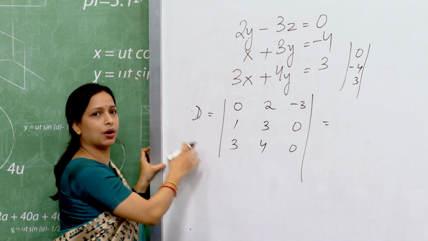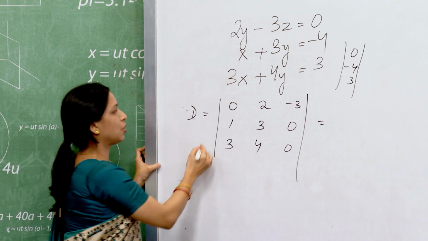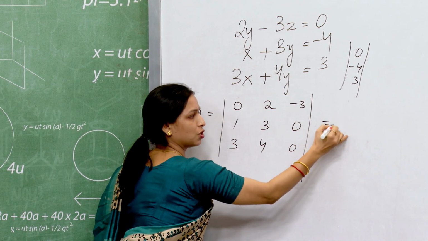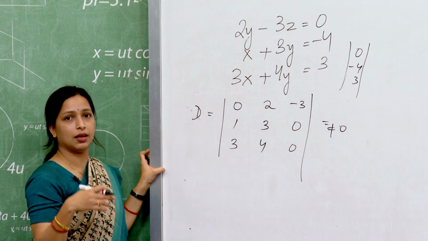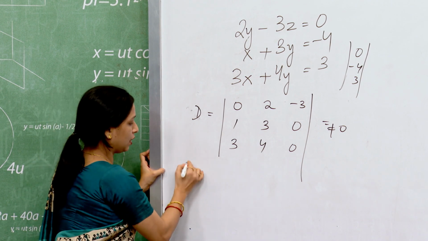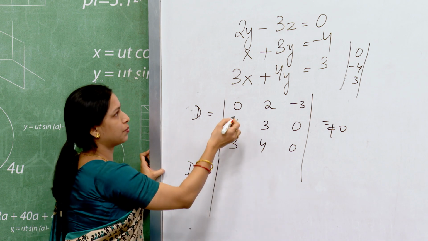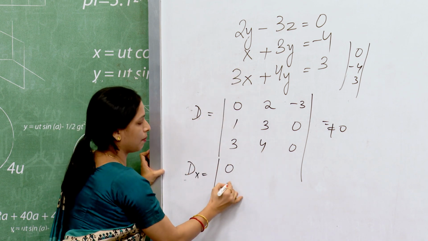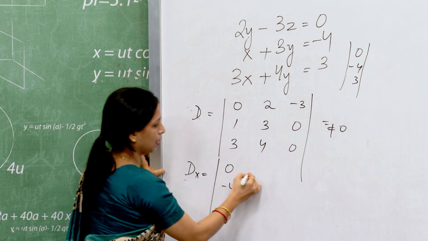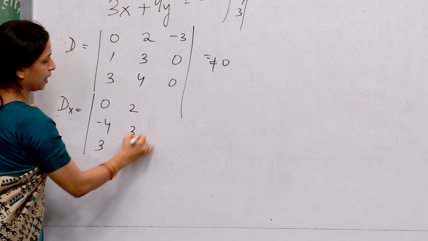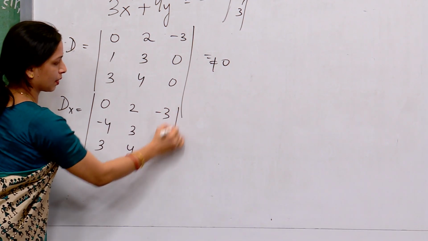So, this is how, again you have to follow the same steps. You will find out the determinant value and make sure this is not equal to 0, then only you can use Cramer's rule. So, for dx, what do you do? You substitute the values of the unknown variables with 0, minus 4 and 3. Then the other elements remain the same.